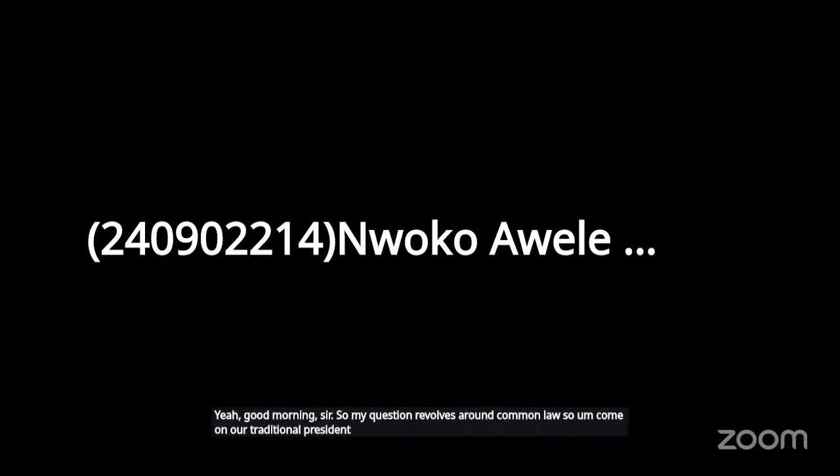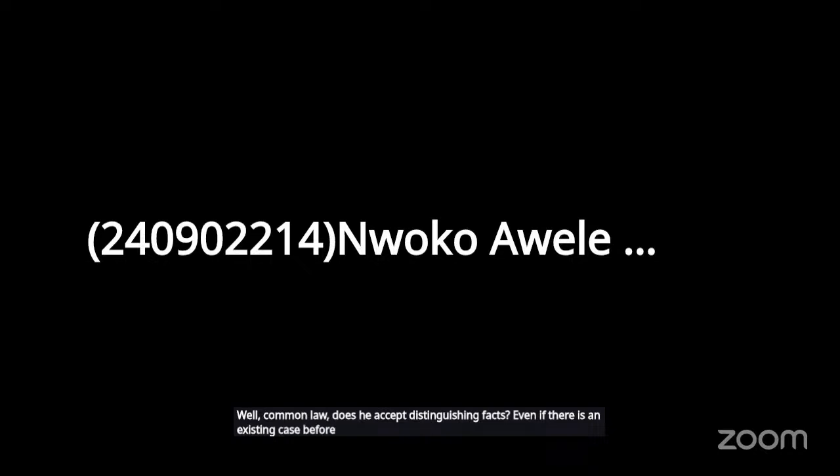Good morning, sir. My question revolves around common law. Common law and judicial precedent are kind of similar, but there is an exception in judicial precedent: a precedent can be departed from if the facts are distinguished. But does common law accept distinguishing facts, even if there is an existing case before? Can the facts not be distinguished at all?